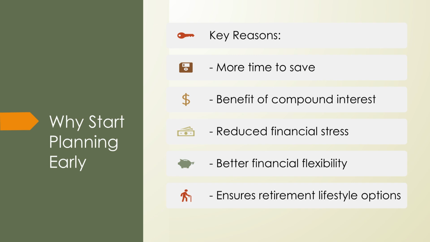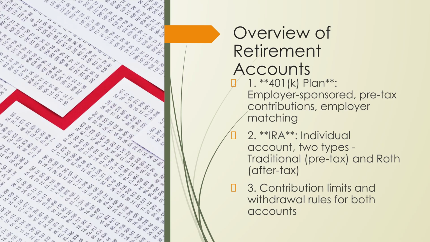You should start planning early to give yourself more time to save and fully benefit from compound interest. This reduces financial stress, allows for better flexibility, and ensures more retirement lifestyle options. Common retirement accounts include the 401k plan, which is employer-sponsored, and individual retirement accounts, or IRAs, which can be traditional or Roth. Both have specific contribution limits and withdrawal rules.